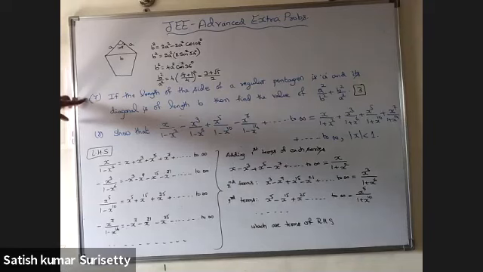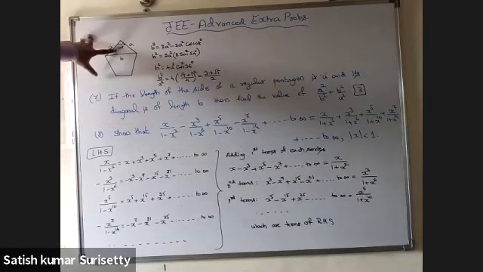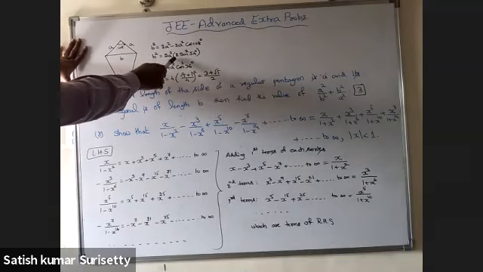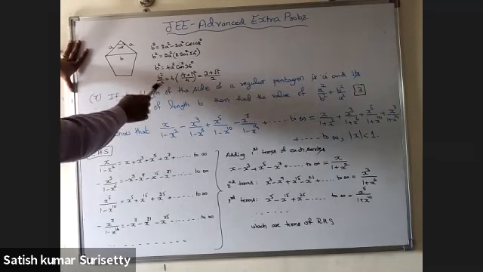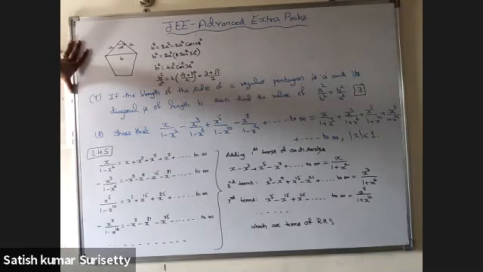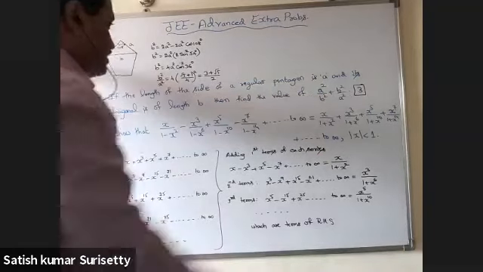In the seventh problem, the interior angle is 108 degrees. So when you apply cosine rule, you will get b square equal to a square into 2 sine square 54. Sine square 54 is same as cos 36. So b square by a square equal to 3 plus root 5 by 2. So the value of a square by b square plus b square by a square is 3.